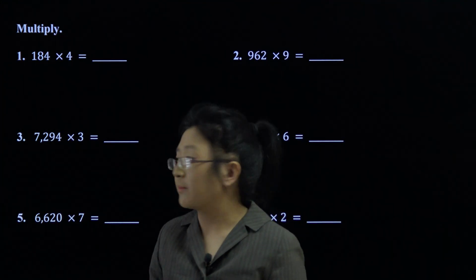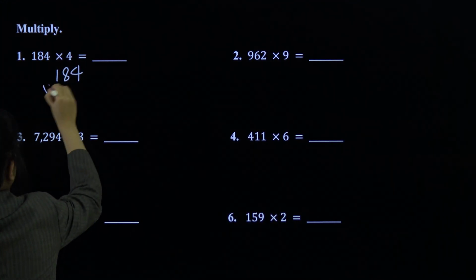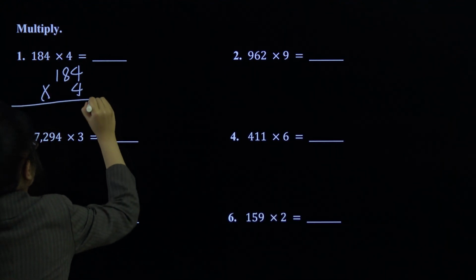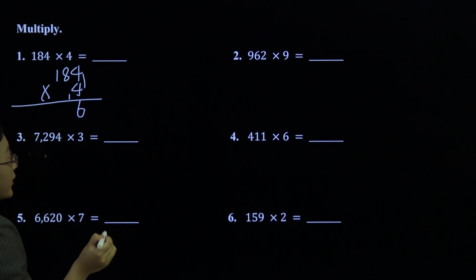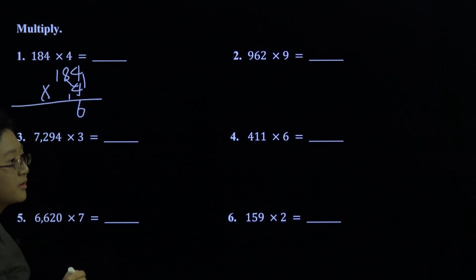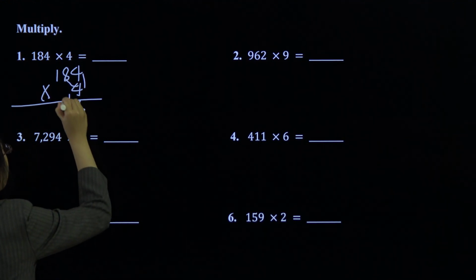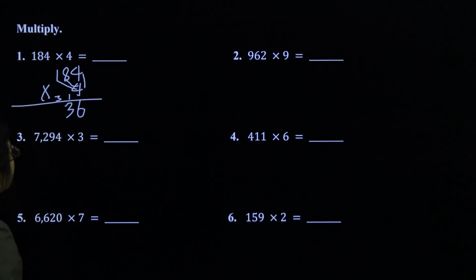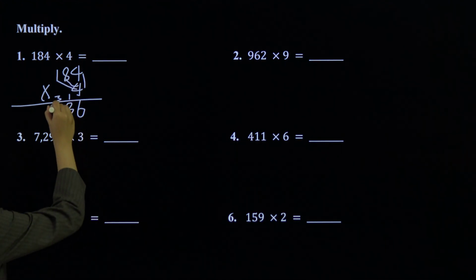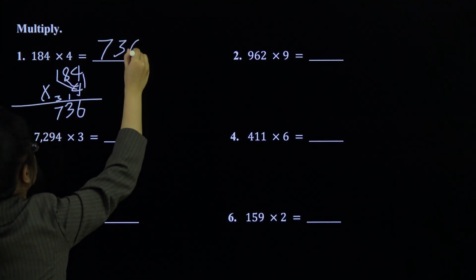184 times 4. Four times 4, 16. You regroup. 4 times 8, 32. 32 plus the regrouped 1, 33. You regroup again, and then 4 times 1, well, 4, plus 3, which you regrouped, and it'd be 736.